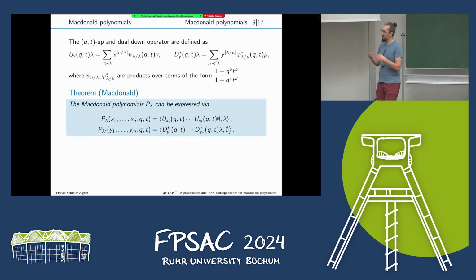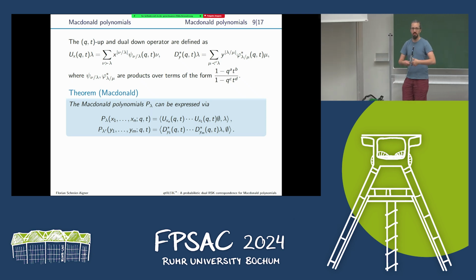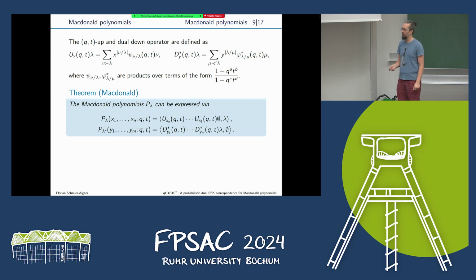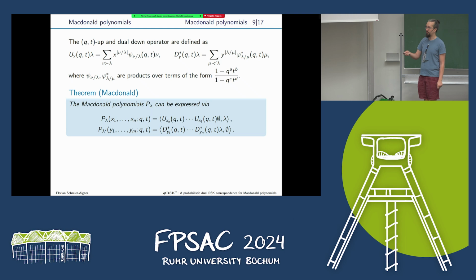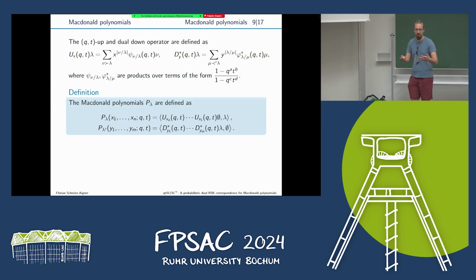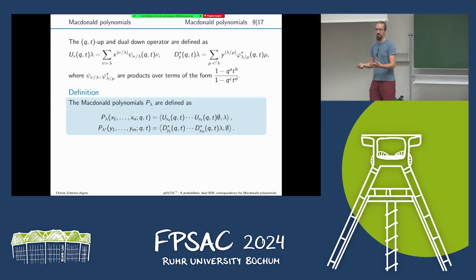Macdonald polynomials were not defined by using semi-standard Young tableaux, but Macdonald showed that we can express them using semi-standard Young tableaux, or in our language here, we can use up and dual down operators to define these Macdonald polynomials. It was a theorem for Macdonald, but it's our starting point. So we view this as the definition for Macdonald polynomials, and we aim to prove the properties of Macdonald polynomials starting from this definition in a combinatorial way.